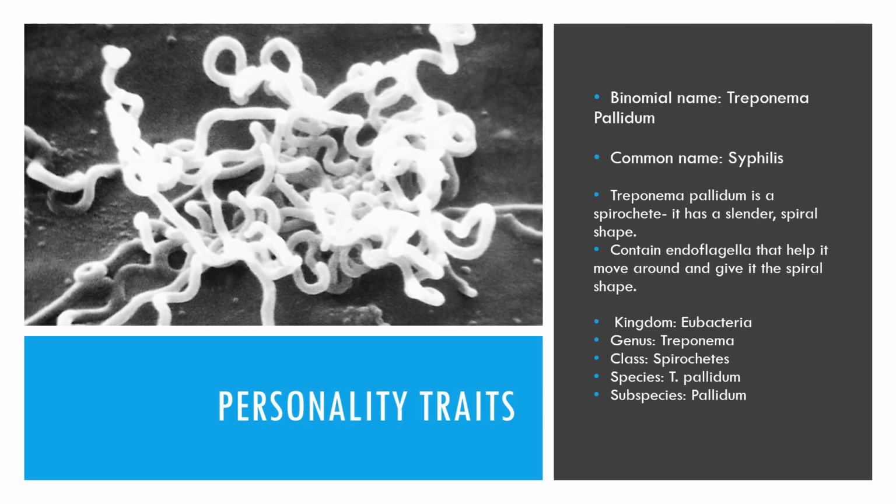The binomial name for syphilis is Treponema pallidum. Here's a picture of the bacteria under a microscope. As you can see, it has a slender spiral shape that almost resembles ramen noodles, except I'm sure a little less appetizing. Treponema pallidum contains endoflagella that have protein filaments that give the spirochete its shape and help it move around.